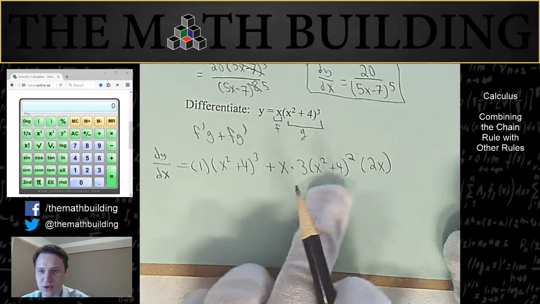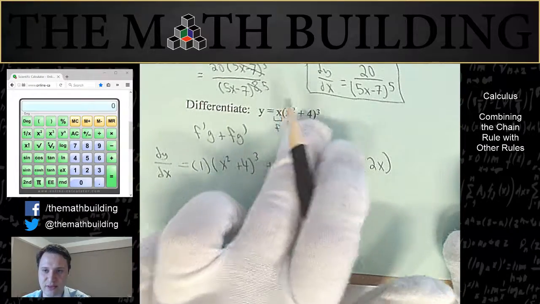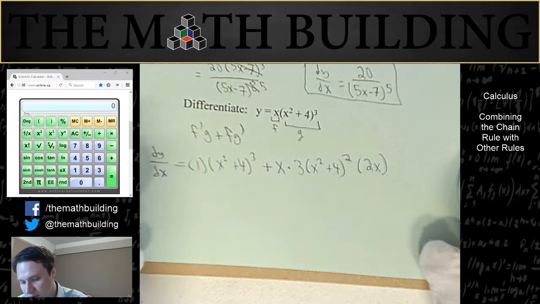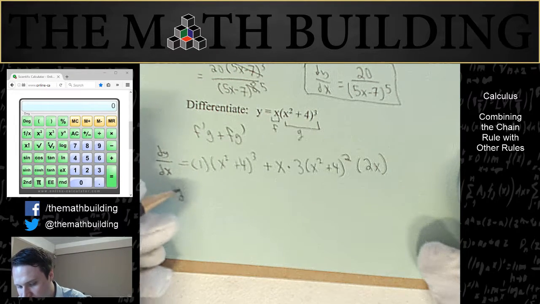Again, we only did the chain rule once, and that's when we were taking the derivative of the second part of the product rule. So let's simplify this a tiny bit. Not much we can do.